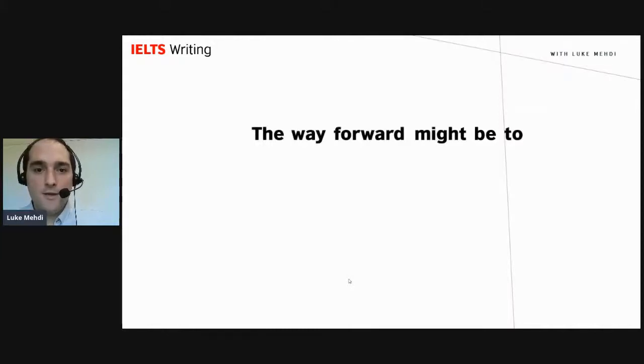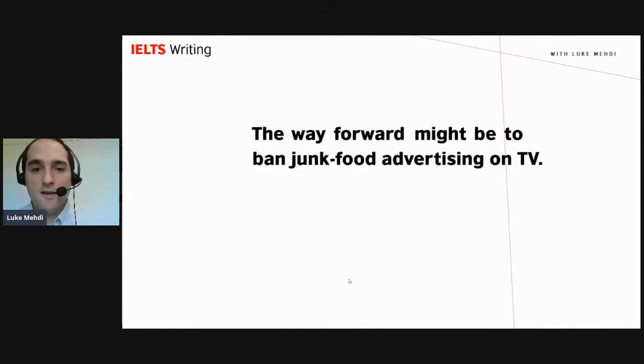Okay, and one more example. The way forward might be to, and then we can see this should be followed by a verb in the infinitive form, might be to do something. The way forward might be to ban junk food advertising on TV.